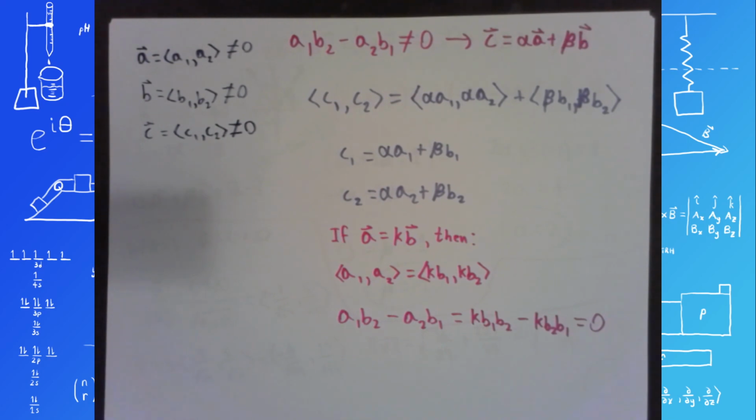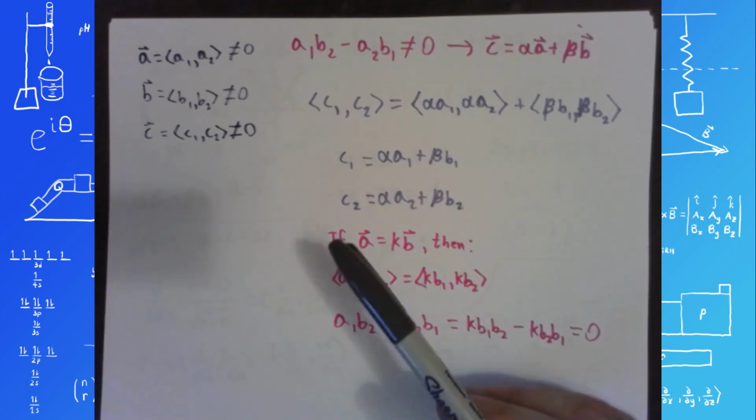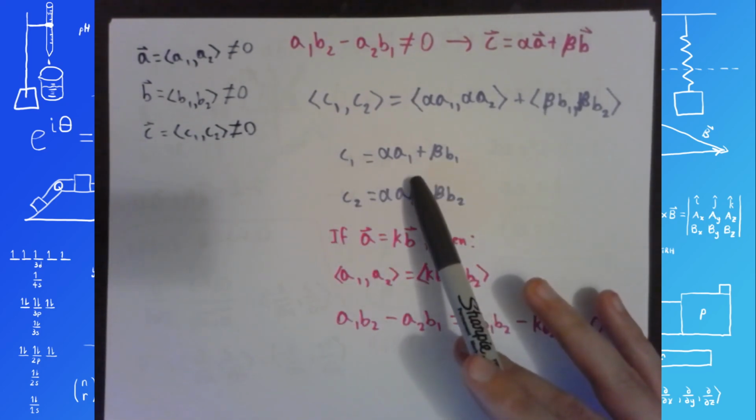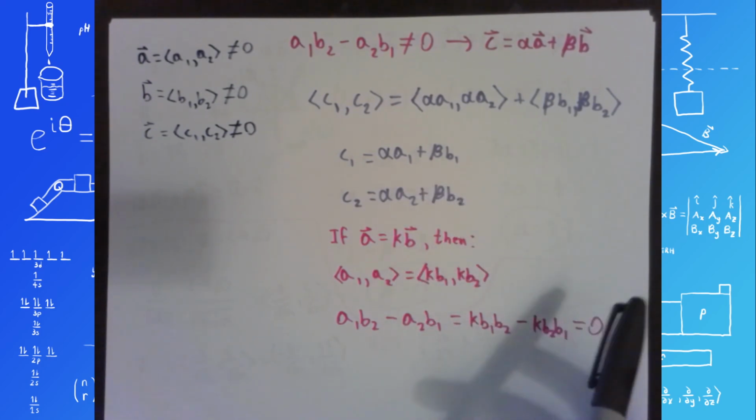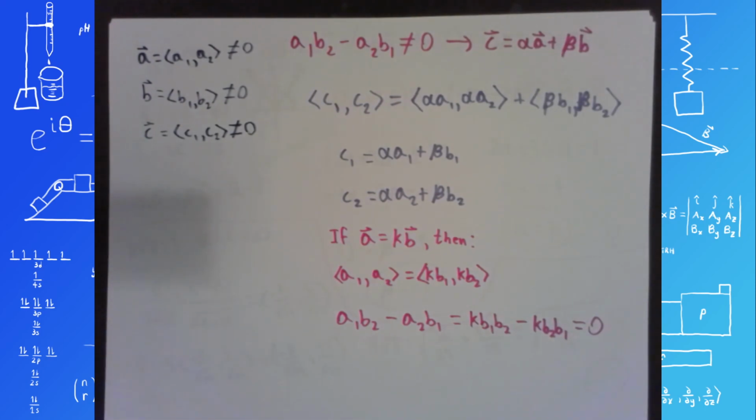Show there are two scalars, alpha and beta, such that C is equal to alpha A plus beta B. No matter what C is, no matter what the components of C are, they can be written as some multiple of A plus some multiple of B. I'm not really sure where to go from here yet.